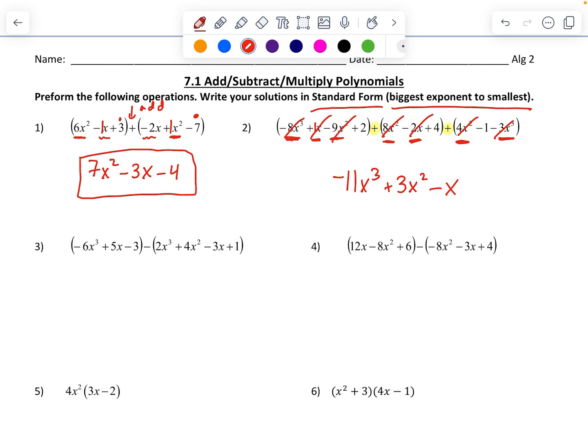And finally, we have the constants. So 2 plus 4 plus negative 1 is going to give me a 5. Notice again, standard form, biggest exponent to smallest, and we have combined like terms.